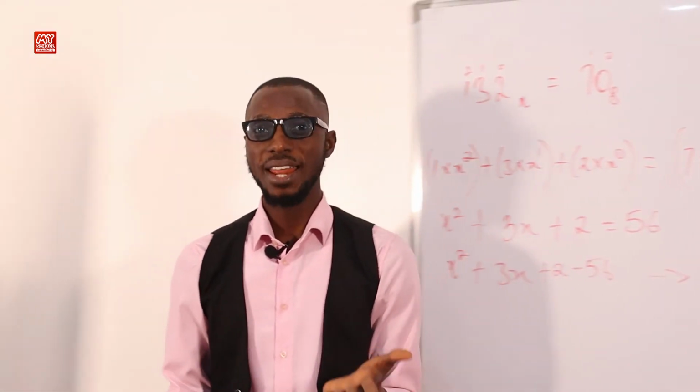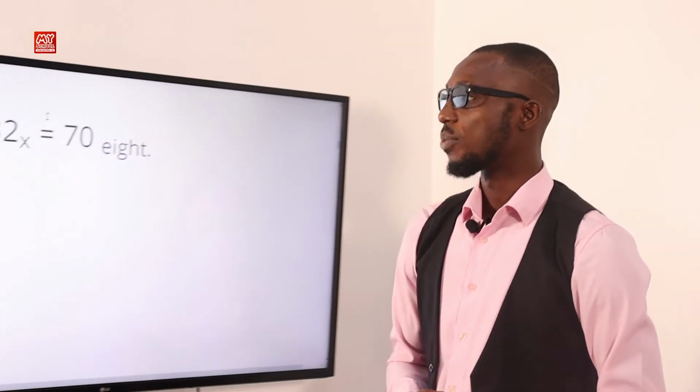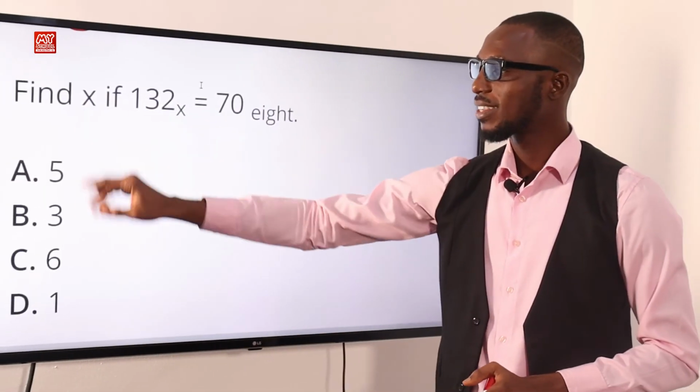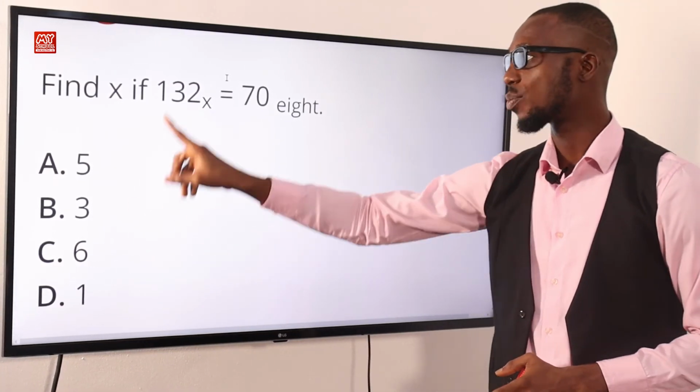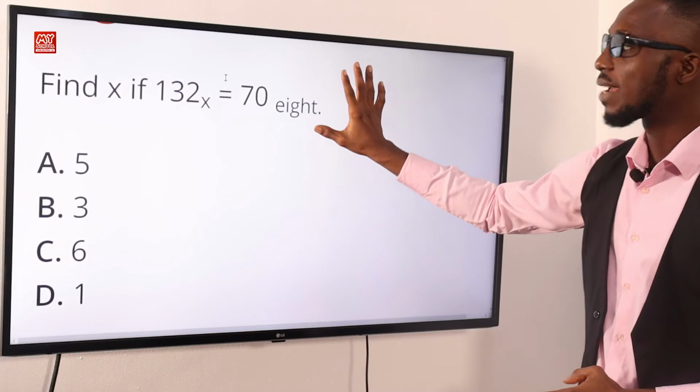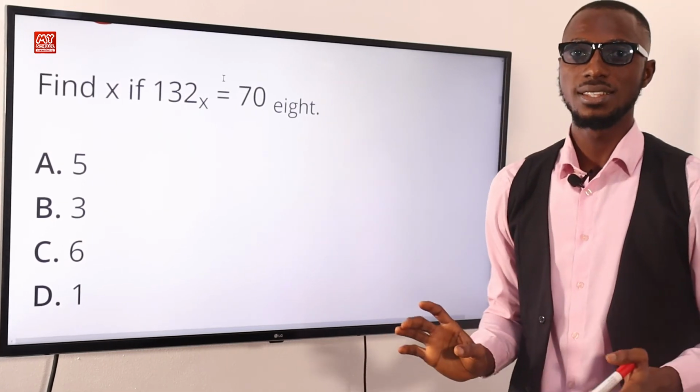6 or minus 9. So we can see that x is 6. That is the base we are working with here, base 6. 132 in base 6 equals 70 in base 8.